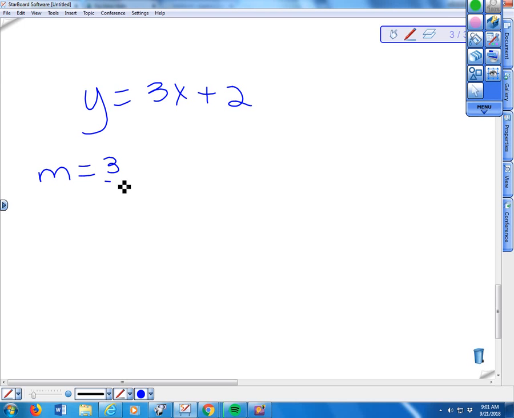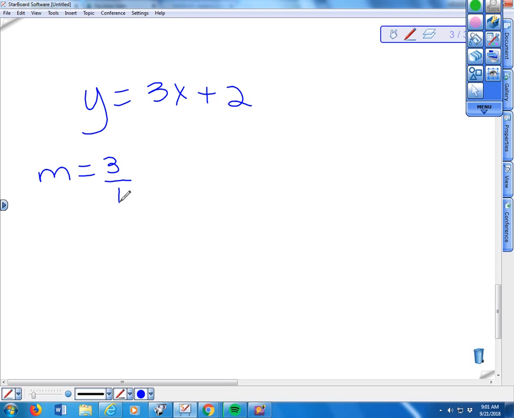If I wanted to find the equation of a line that's parallel to this one, what would the slope of that new line be? 3 over 1. Okay, so that's what I mean when I say that the slopes of two parallel lines are equal. If I wanted to find an equation of the line that's parallel to this one, it would be the same slope, 3 over 1.